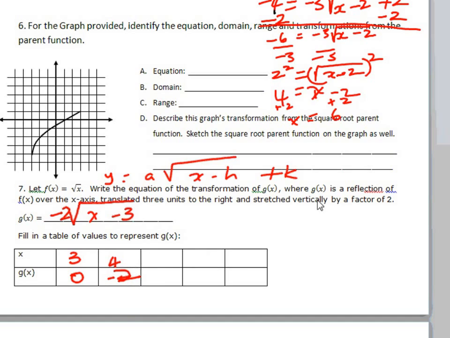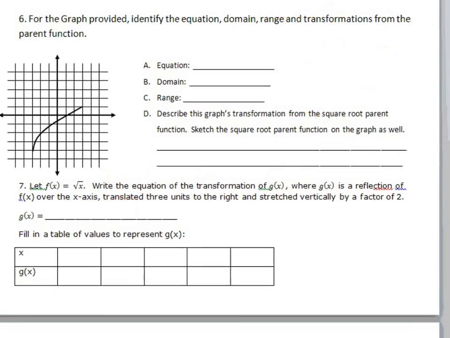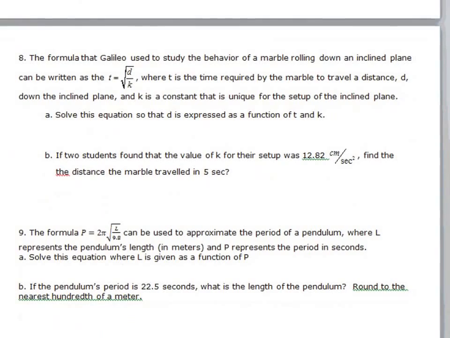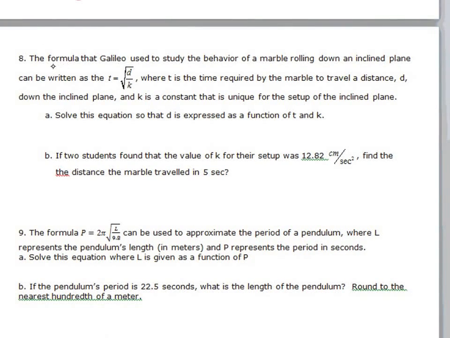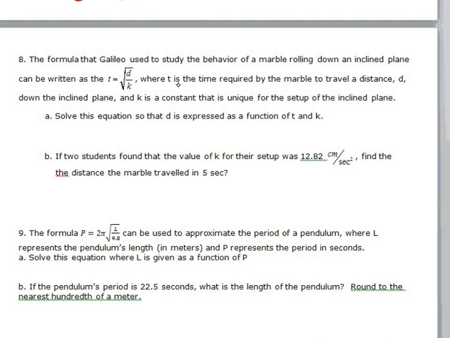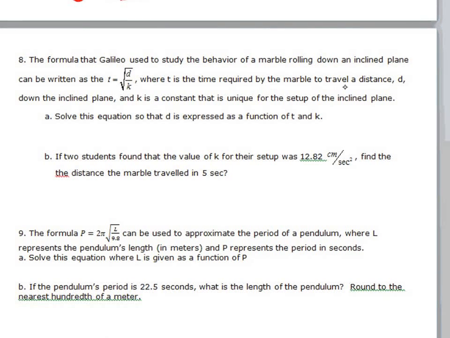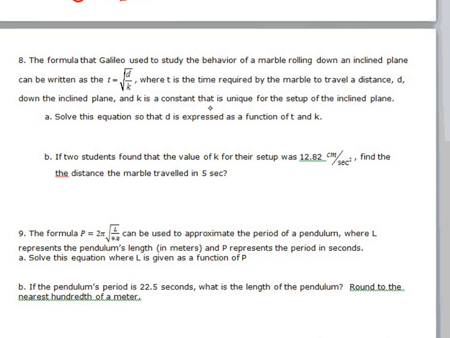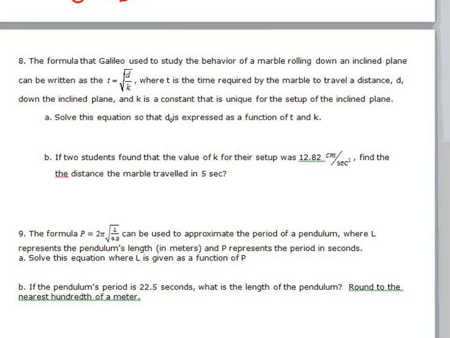I want to do one word problem right now, so let's move on to a word problem. This is the best problem I can choose. The formula that Galileo used to study the behavior of a marble rolling down an inclined plane can be written as this, where t is the time required by the marble to travel a distance d down the inclined plane, and k is a constant that is unique for the setup of the inclined plane. So the first question is, solve this equation so that d is expressed as a function of t and k.